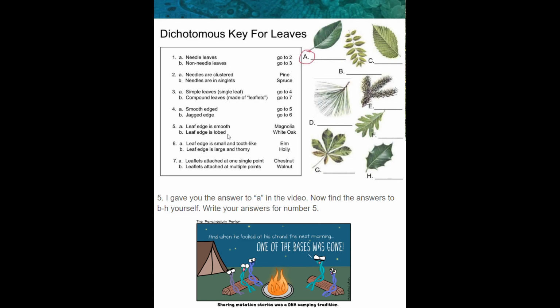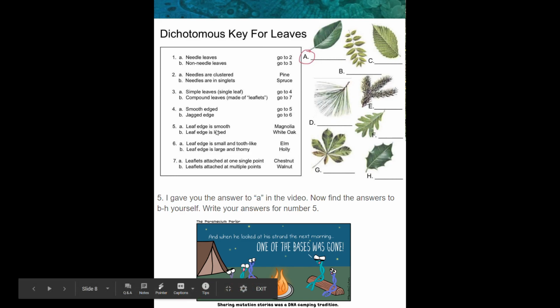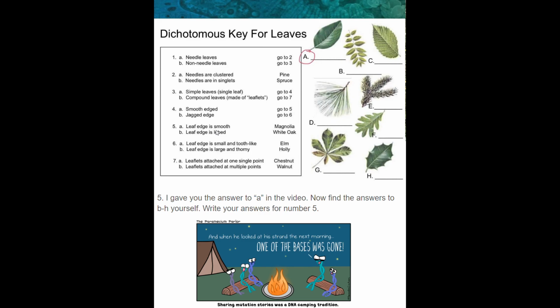For leaf edge is lobed, it shows white oak here. A lobed leaf, I want you to think of like an earlobe. I want you to think of kind of a swishing back and forth deal to kind of show that lobiness, to kind of show that chunkiness that leaf would have.